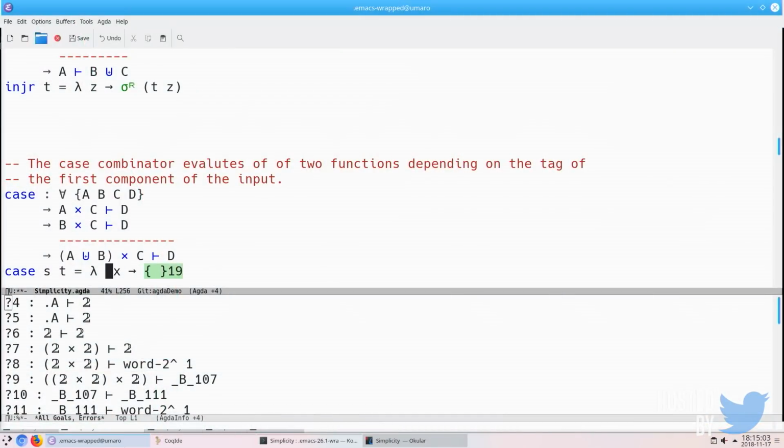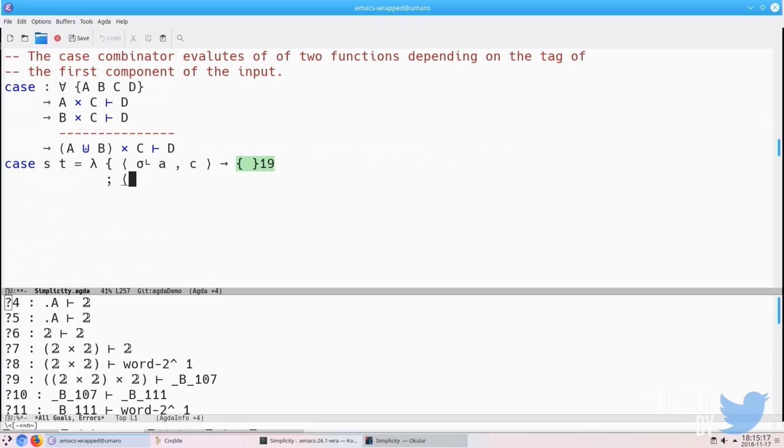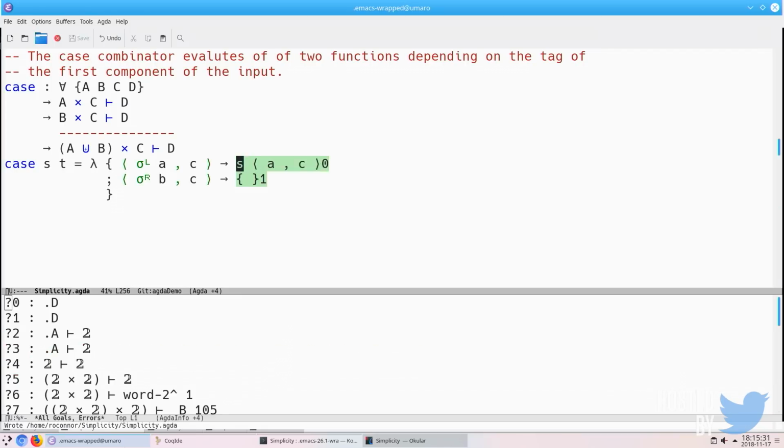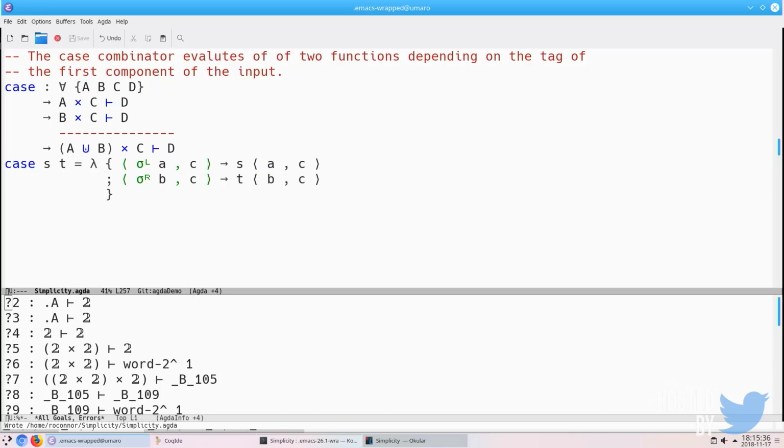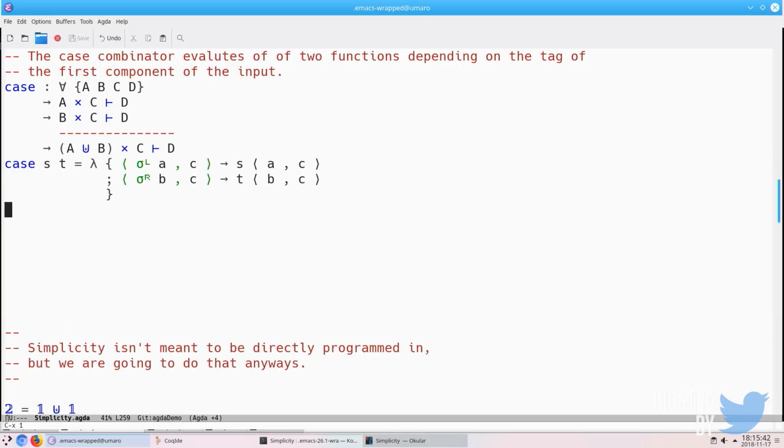So we're going to need, again, a little bit more help from Agda. If we have a sigma L A, comma C, then we return something. And also, if we have a sigma R B, comma C, we're going to return something else, like so. In the first case, we're running the S combinator on A C, and in the second case, we're running the T combinator on B C, right? Okay, so that's it.